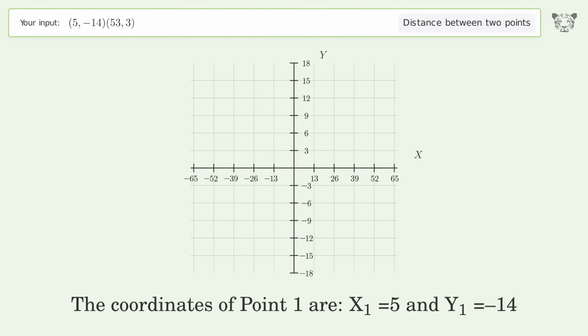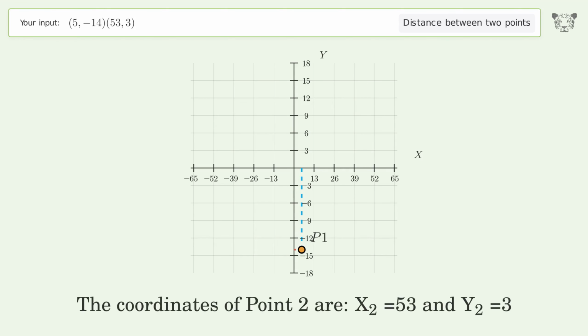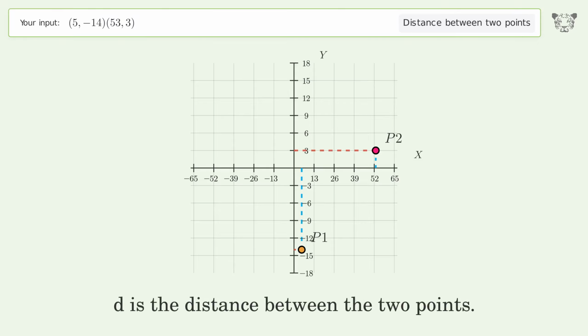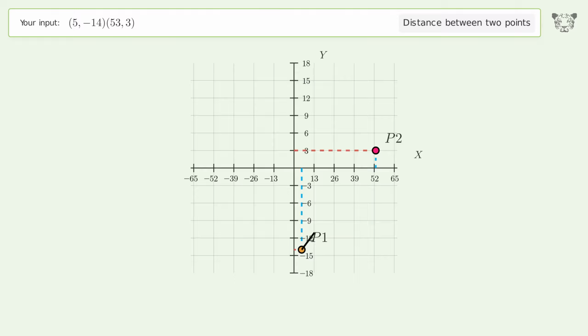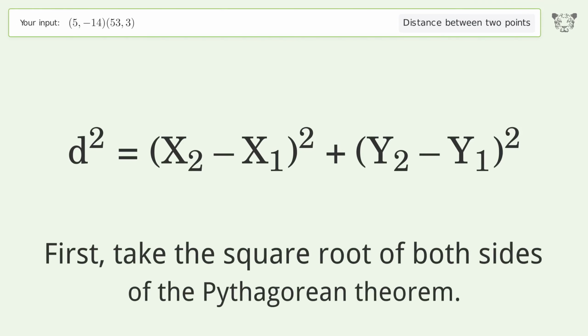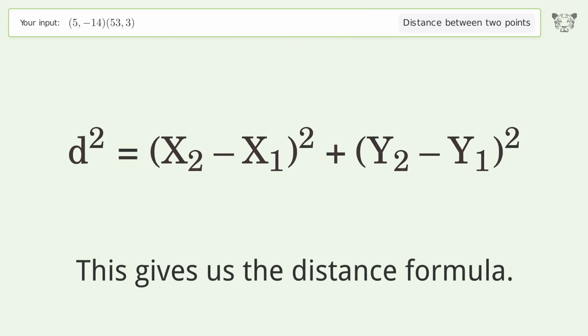The coordinates of point 1 are x1 equals 5 and y1 equals -14. The coordinates of point 2 are x2 equals 53 and y2 equals 3. D is the distance between the 2 points. First, take the square root of both sides of the Pythagorean theorem. This gives us the distance formula.